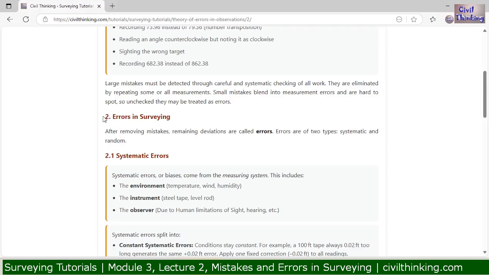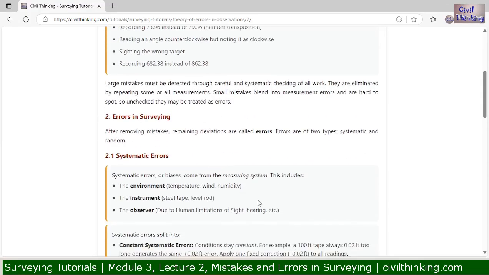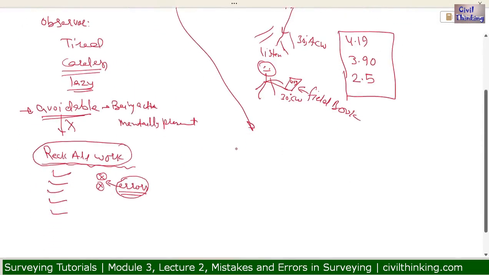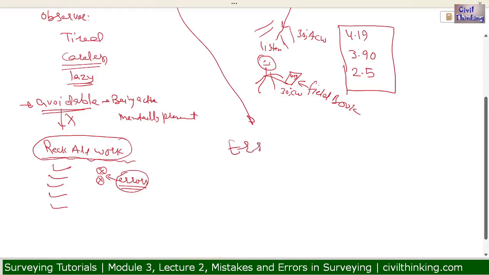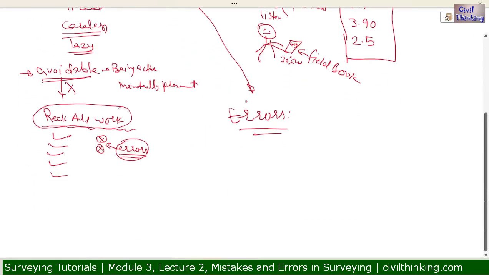Now let us talk about errors. We did talk about mistakes, so let us talk about these errors. We have two things: one is the mistake and second is the errors. So let us move on to the second, that is errors. Now what are these errors? Let us read about them.